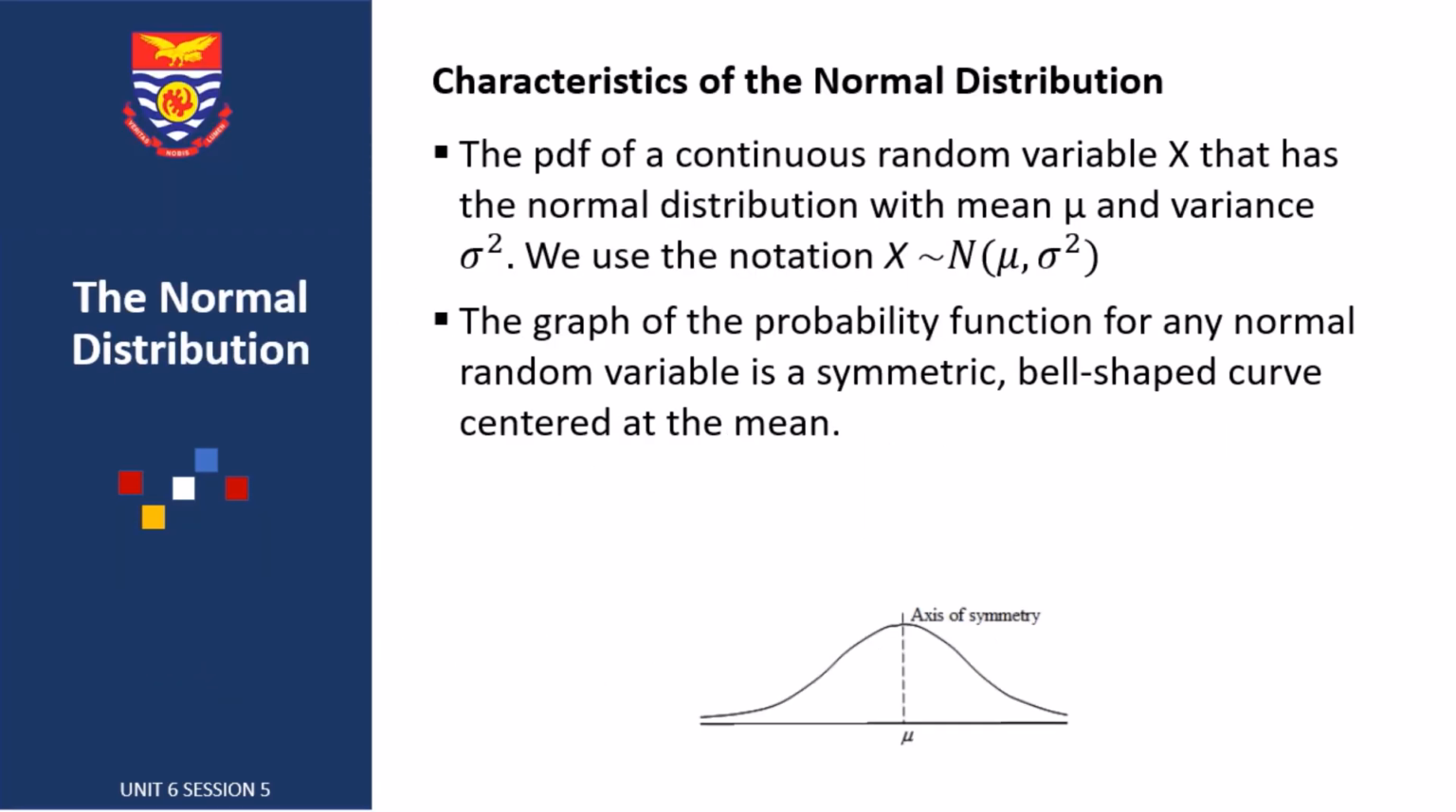The normal distribution has a PDF of a continuous random variable x that has a normal distribution. Then it has a mean of mu and a variance of sigma squared. So in this case, we use the notation: x is normally distributed as N(mu, sigma squared).